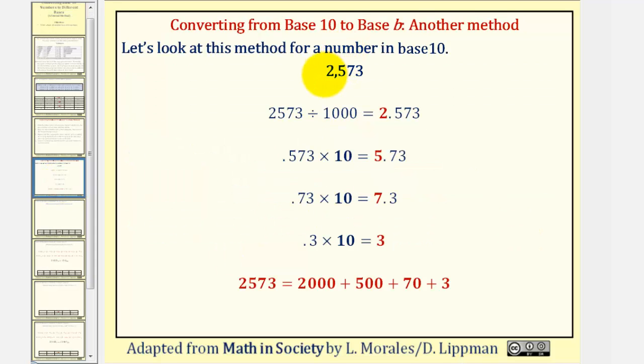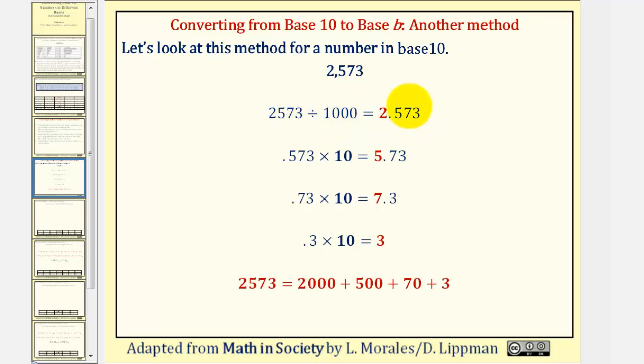If we consider the number 2573 in base 10, notice how the highest power of 10 that would divide at least once into the given number would be 10 to the third, or 1000. So if we take 2573 and divide by 1000, it gives us 2.573. So of course the 2 tells us that we have 2 thousands in 2573, but notice how the decimal part represents the fractional part of 1000 that remains after dividing by 1000.